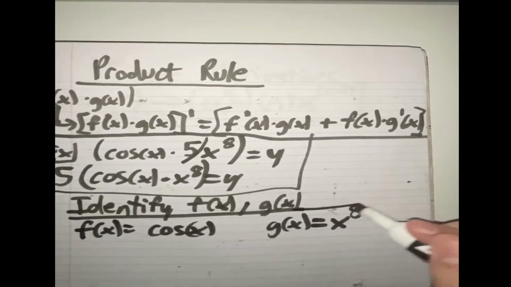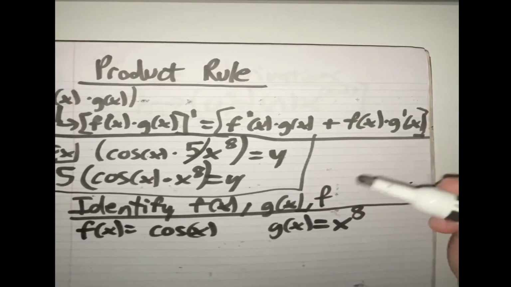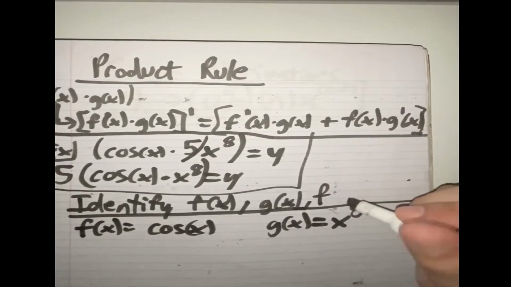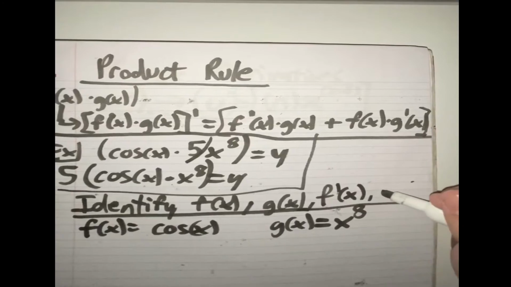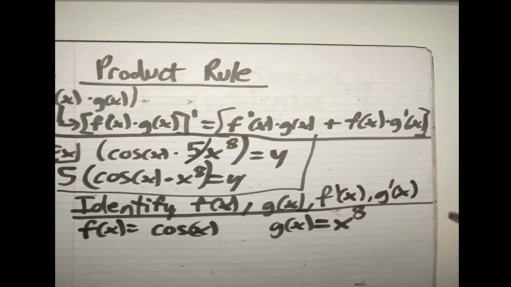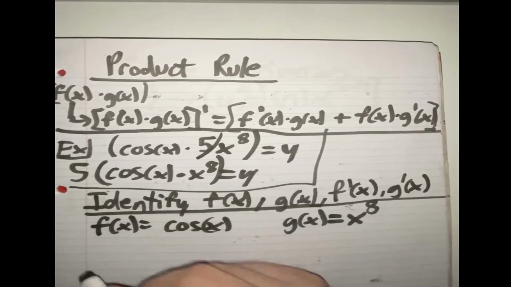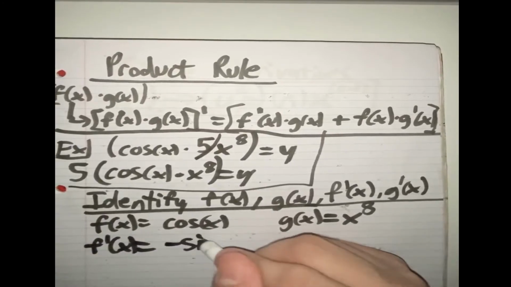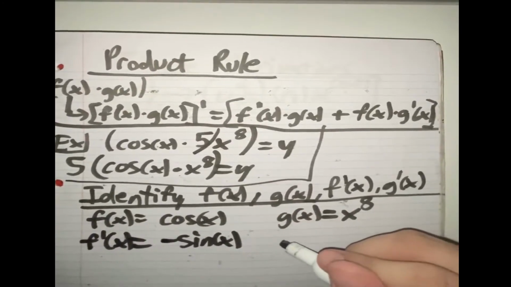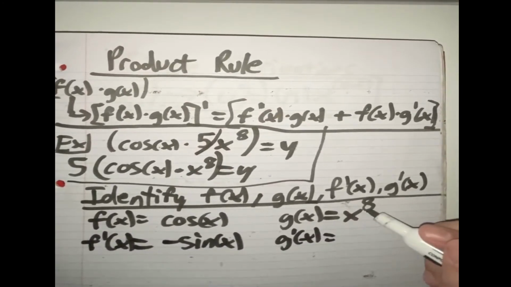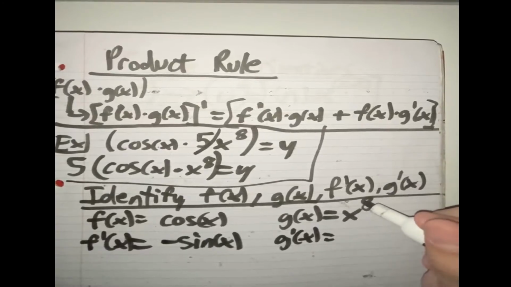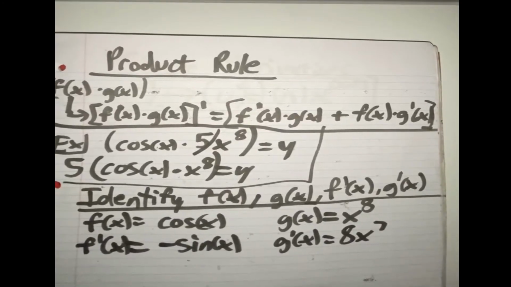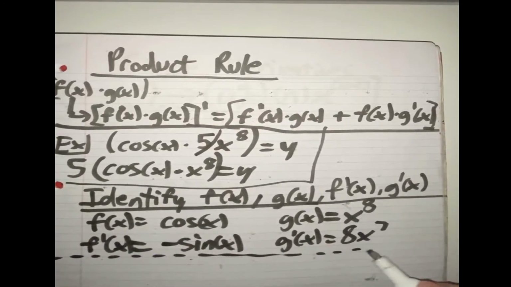So now the next step would be, in order to plug into this formula, we need f prime of x and g prime of x. So we're going to take the derivative of f of x to get f prime of x, and we're going to take the derivative of g of x to get g prime of x. So the derivative of cosine is negative sine of x. The derivative of g of x, applying the simple derivative property, is going to be 8x to the 7th. So now we have our variables for differentiation.